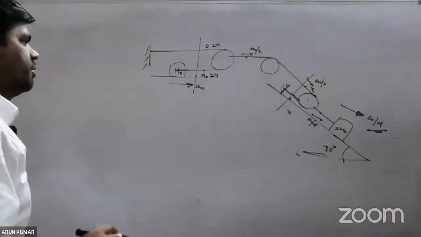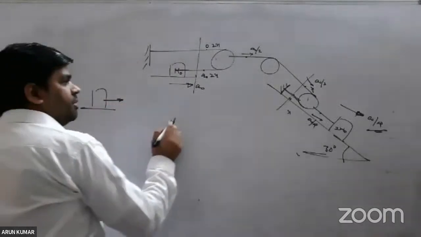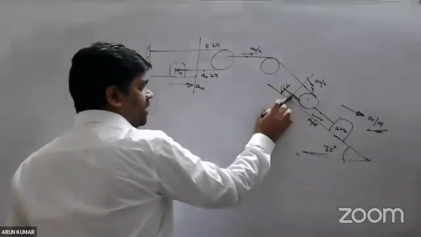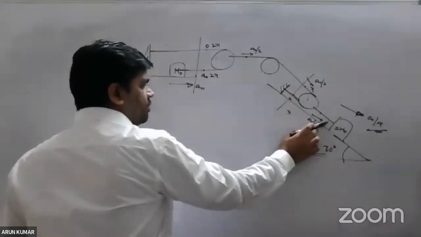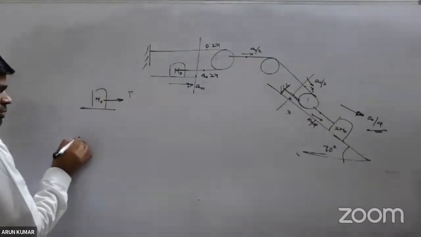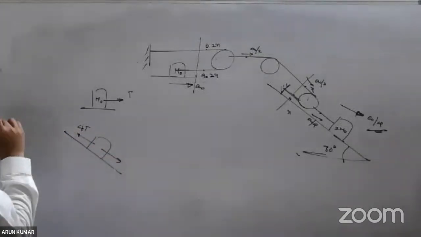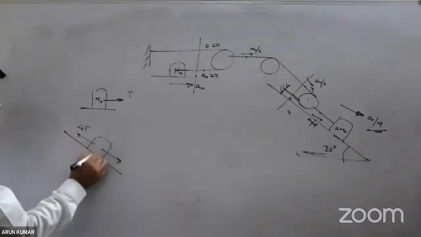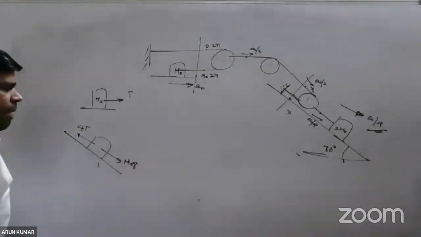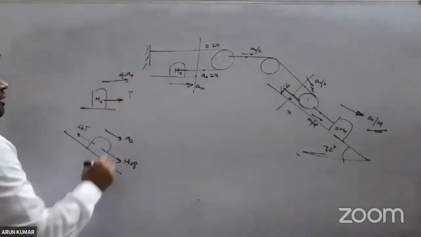Okay, now let's draw the FBD of the particles. For this block, let the tension be T. If this is T, T, this is 2T. If this is 2T, 2T and 2T, 4T. So this is 4T, right. And this is T for m naught. For the 2m block, 2mg downwards, 2mg component along the incline is 2mg sine theta, which is m naught g. If this is a naught, this is 4a naught.